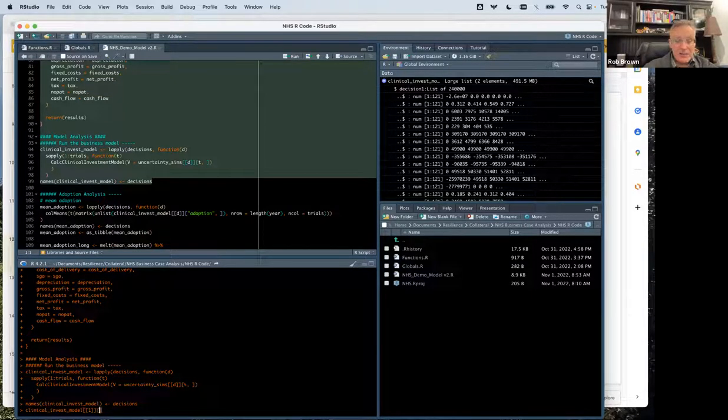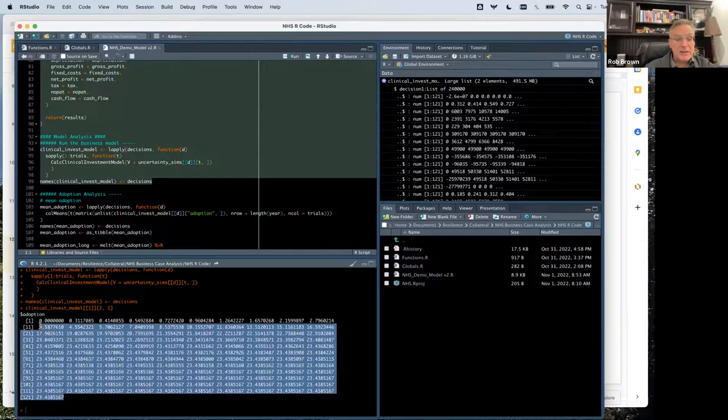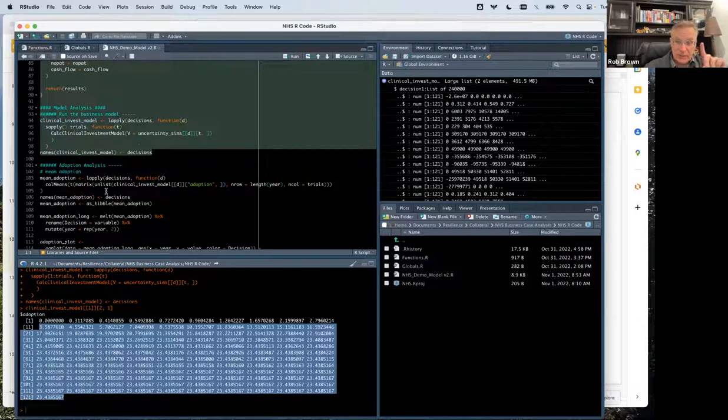And then I'm going to look at variable number two. Variable number one was the investment, so it won't be that informative since it's just one value in the first year. And I'll look at the very first trial. So variable two is actually the adoption curve. And you can see that what I've sliced out for decision one is the adoption curve. And it gets me, for trial number one, there are 20,000 more of these for decision one, of course, and 20,000 more of these for decision two.